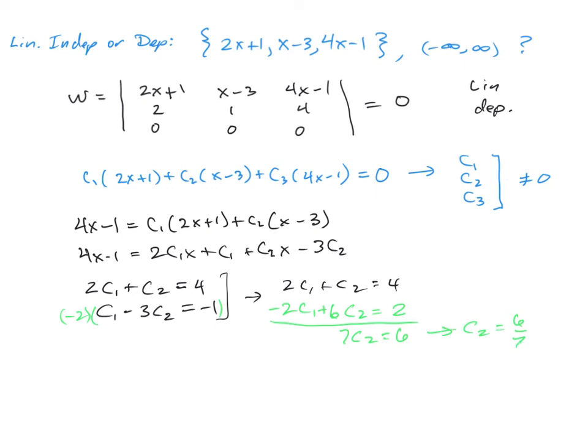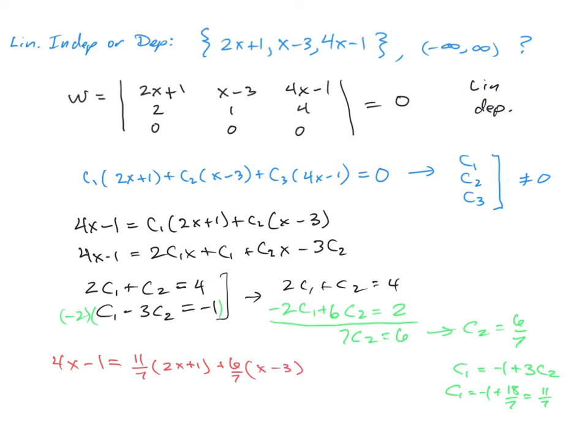And then we know that from the second row that c1 is equal to negative 1 plus 3c2. So c1 is negative 1 plus 18/7. So that's going to be negative 7/7 plus 18/7, which makes 11/7. So we can express our 4x minus 1 as the linear combination of 11/7 times the 2x plus 1 plus 6/7 times the second, x minus 3.